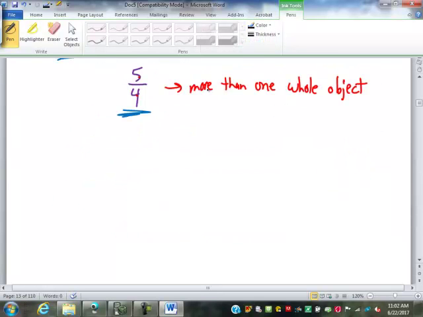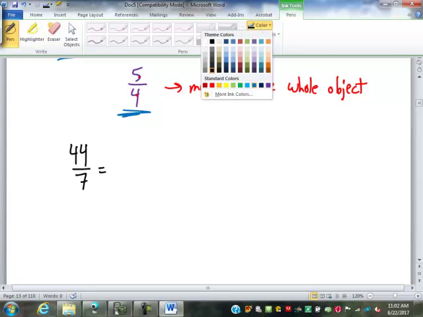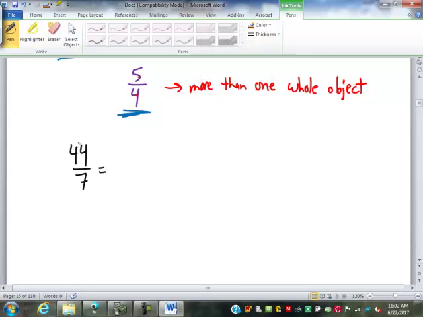So if I have an improper fraction like 44/7, obviously the numerator is bigger than the denominator. This is saying it takes 7 pieces to make a whole object. We have 44 pieces. So not only do we have enough pieces to make a whole object, we have enough pieces to make several whole objects. So the first question we have to ask is how many whole objects can we make?